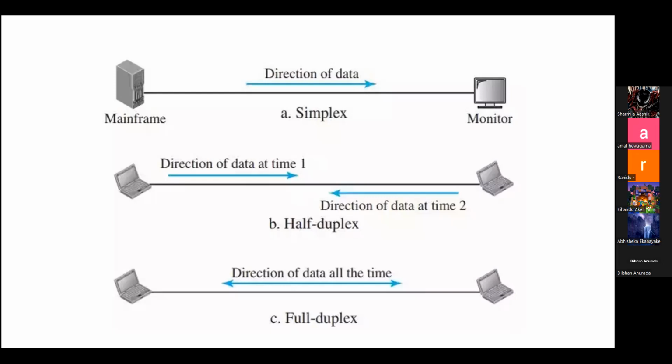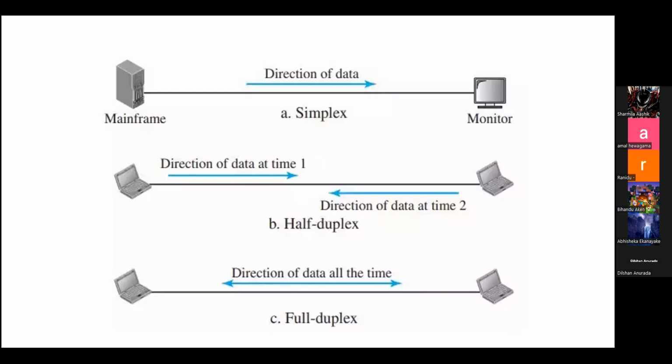In half duplex, this is a bit more enhanced than simplex, right? Data flows both ways, but only one side can communicate at a time, right? So if you have A and B, A can communicate and B is going to listen, and B can communicate and A can listen, but they can't communicate at the same time.